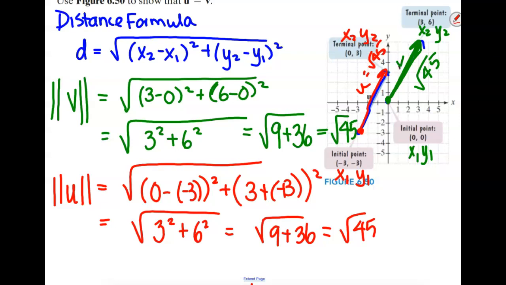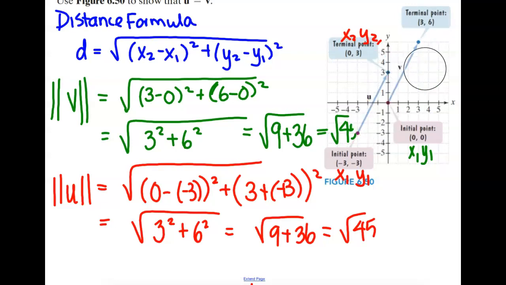The other thing we have to show for these to be equal is that they have the same slope, the same direction. I'm going to erase that. So we're looking for the slopes of both of these lines. So we're looking for the rise over the run, the rise and run of those. So we'll find the slopes next.